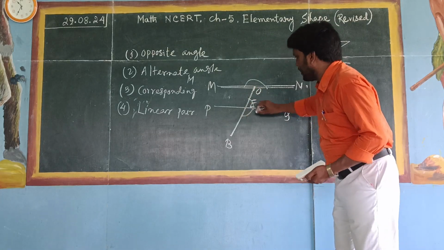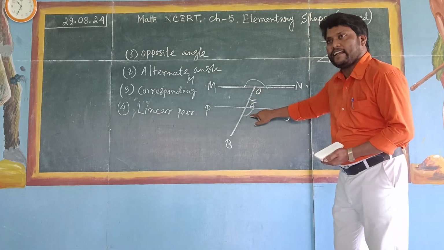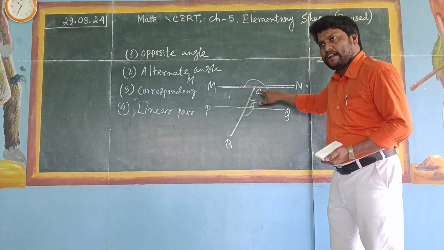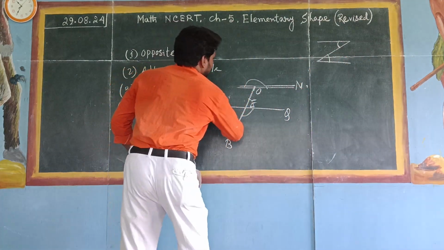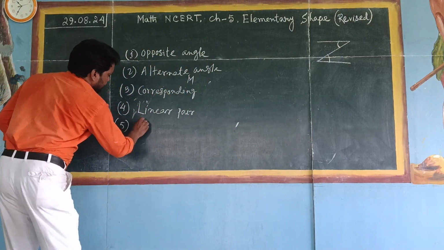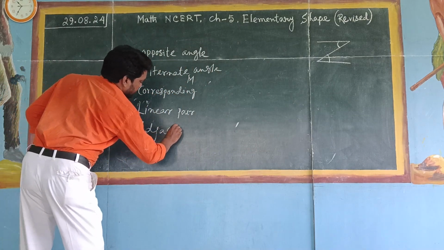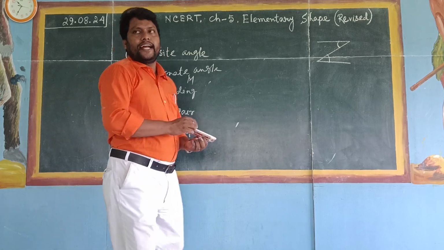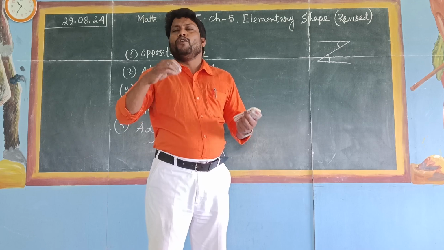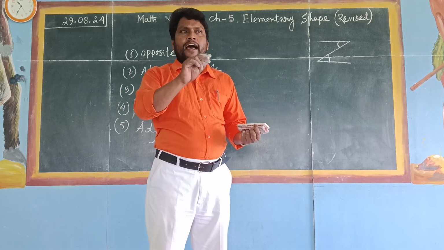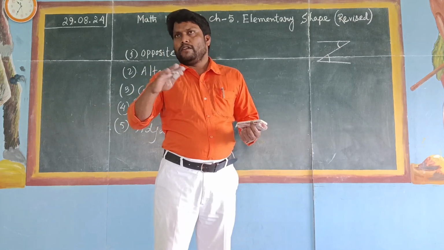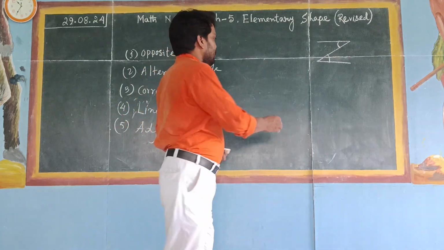Now look here. Suppose this angle and this angle, linear pair. This angle, linear pair. This angle, linear pair. Okay. So linear pair is one kind of angles. Number 5, adjacent angle. Adjacent means just one angle falls near another angle, or on the opposite side of another angle.